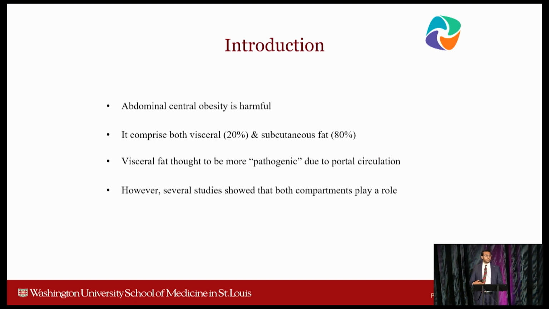So abdominal obesity is bad. However, when we speak about abdominal obesity, which is a component of metabolic syndrome, it encompasses visceral and subcutaneous tissue. Visceral is only 20%, and most of the studies looked at the visceral fat as the source of all these pathogens, mainly because of portal circulation, meaning that this visceral fat is connected directly to the liver and can cause more harm. However, recent studies showed that the metabolic effect is a shared effort between the subcutaneous and the visceral fat at the same time.